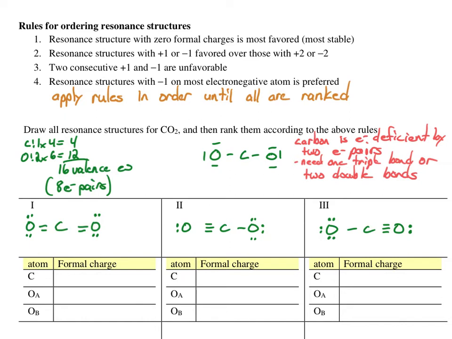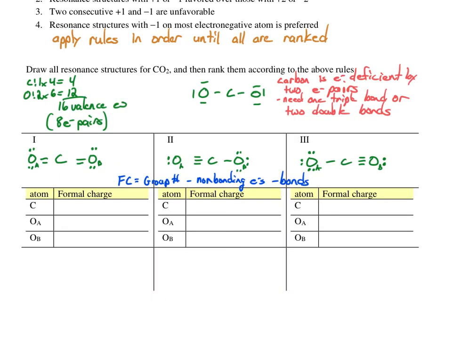We're going to rank them. To do so, we need to determine the formal charge on each atom in each structure. And I think we're going to distinguish between the oxygen atoms by labeling them A and B. Remember, the formal charge is the group number of that atom minus the number of non-bonding electrons minus the number of bonds it forms. So let's go through this. For carbon, group 4, it has 0 non-bonding electrons. It's formed 4 bonds, so its formal charge is 0.